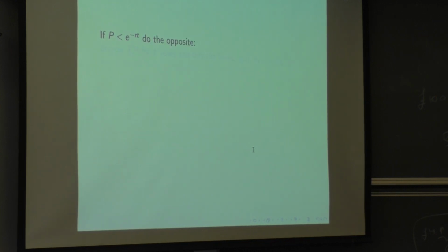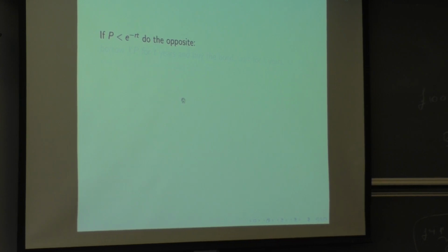And let me also convince you that P cannot be less than e to the minus RT. What happens if P is less than e to the minus RT? The bond is too cheap. Now I want you to talk to me and tell me, what do you do when something is too cheap? You buy it. So you have to buy this thing which is too cheap.